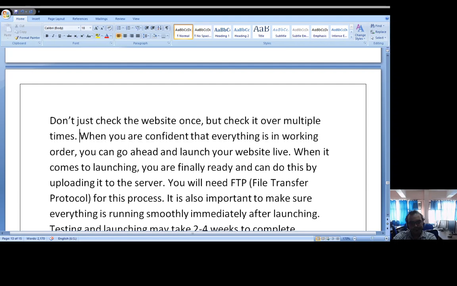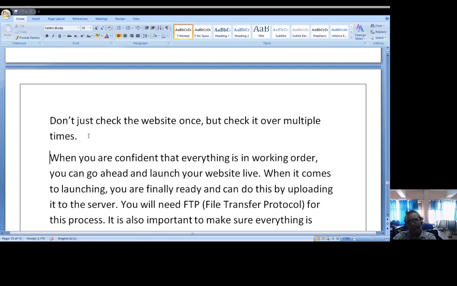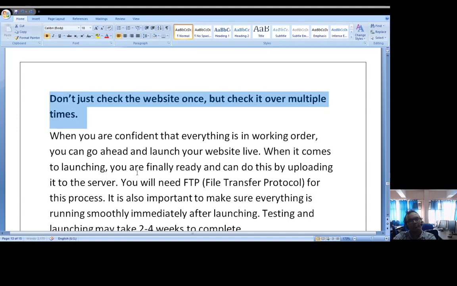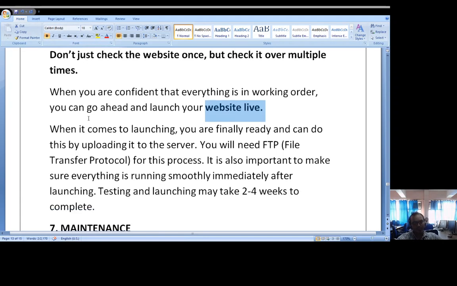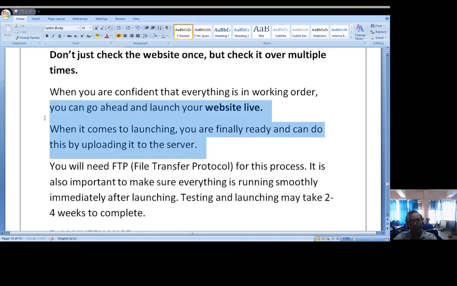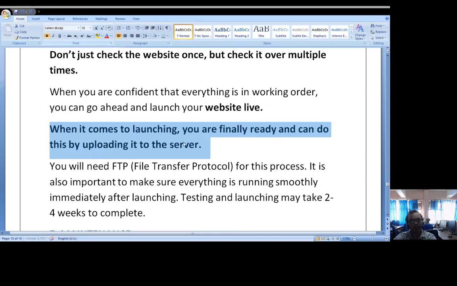Don't just check the website once, but check it over multiple times. When you are confident that everything is in working order, you can go ahead and launch the website live. Before launching the website, one should check as much as possible. When you are finally ready, you can upload it to the server, because at the end of the day your data is on the server, right?